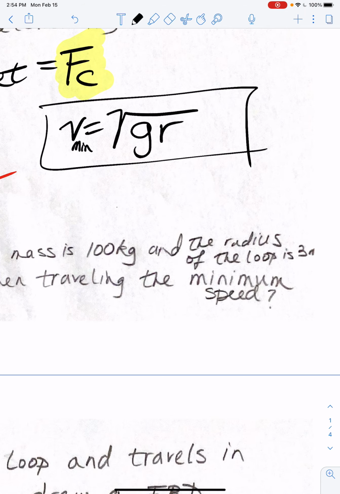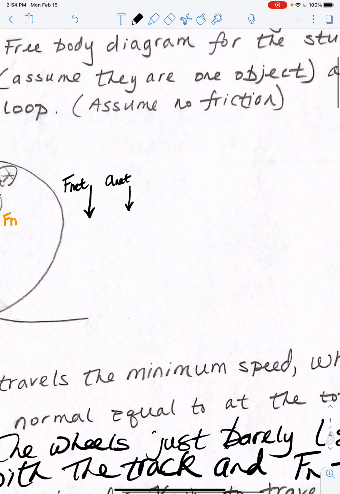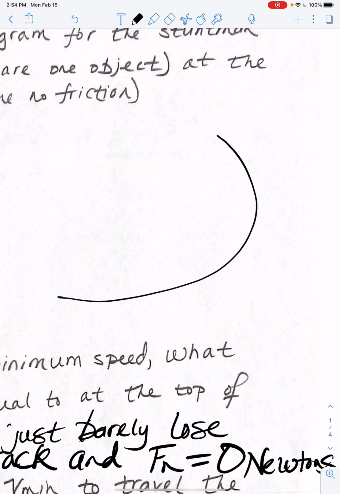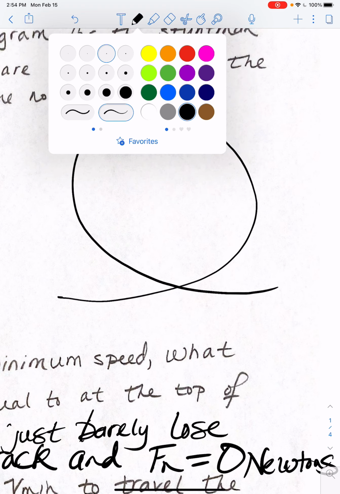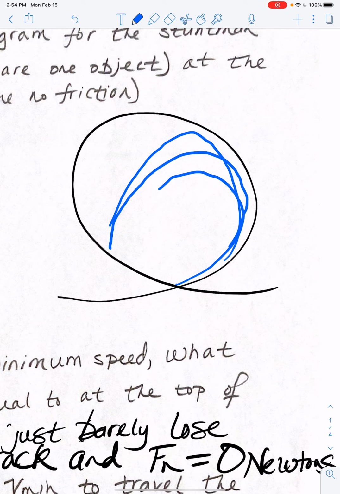Now, obviously, you can go faster than this, and it would be much safer, right? Because if a person is going around this loop and they don't travel the minimum speed, they go too slow, then they would come off of the path in a parabola. They would have to at least go a little further, and then they would fall in a parabola. You get the idea. It wouldn't be great if you were traveling slower than the minimum speed.